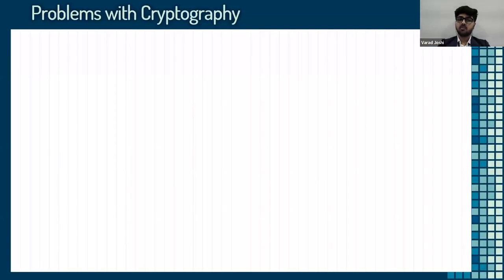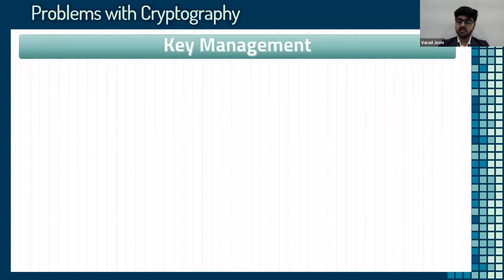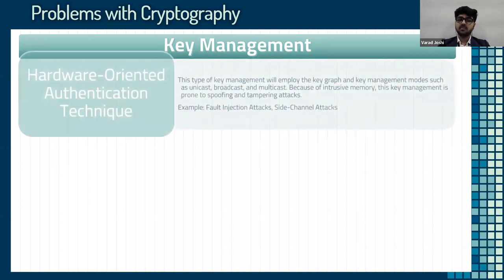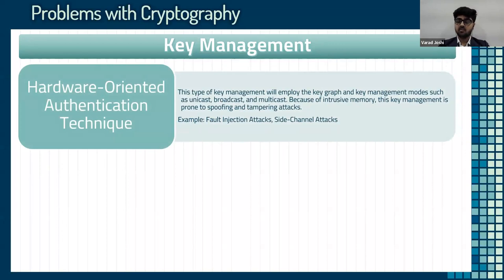Now, if we talk about the problems in cryptography, the first problem that comes to mind is key management, which is also the core of cryptography. The first problem is hardware-oriented authentication. This is a type of problem which we generally face in multinational companies, where a person tampers with the data using external devices like rubber ducky USBs, or by using the frequency of the electricity, one can know the encryption key of a particular person.